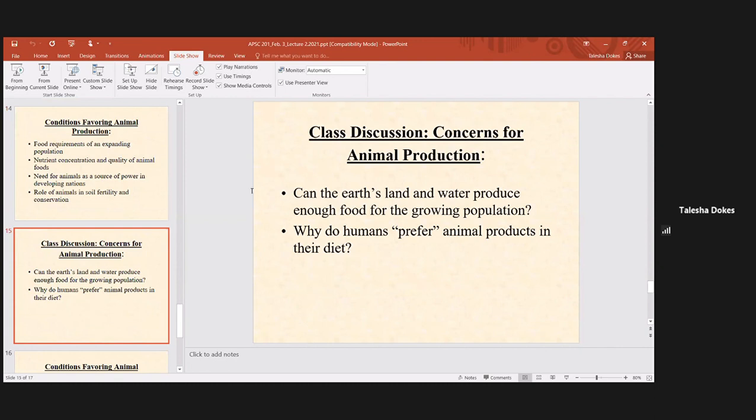All right, so with what you've read so far and what we covered today in class, can the Earth's land and water produce enough food for the growing population?